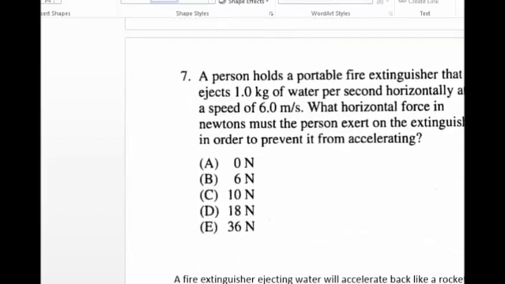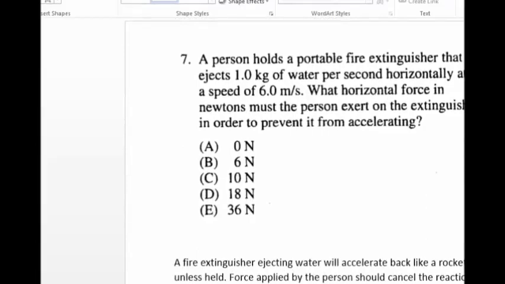A person holds a portable fire extinguisher that ejects 1 kilogram of water per second horizontally at a speed of 6 meters per second. What horizontal force in newtons must a person exert on the extinguisher in order to prevent it from accelerating? Here this is a case where we have an initial system, which is a fire extinguisher containing water.